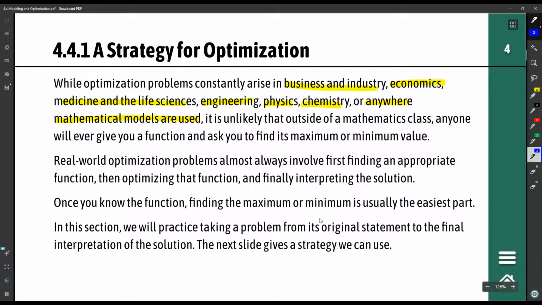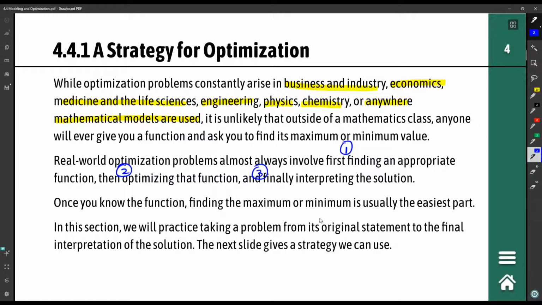See, real-world optimization problems almost always involve first finding an appropriate function, then optimizing that function, and finally interpreting the solution. So let's read that sentence again because it's going to become very important. Most real-world optimization problems almost always involve one, first finding an appropriate function, two, optimizing that function, and three, interpreting your result. Once you know the function, finding the max or min usually is the easiest part.